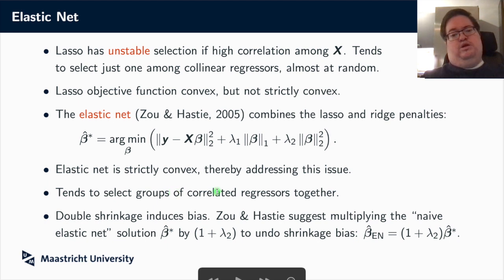Now there is of course one issue, and that is we do double shrinkage. We do L1 shrinkage and L2 shrinkage, so you get double shrinkage from lambda 1 and from lambda 2, which means you really get a lot of bias. So what they suggest in the original paper is, once you have the solution, to multiply it with 1 plus lambda 2, which is sort of undoing the ridge shrinkage bias. And we'll look at an exercise where we'll see why this makes sense.